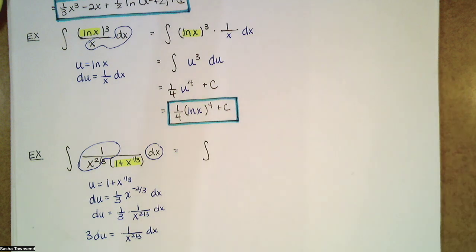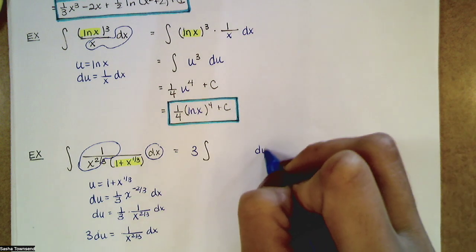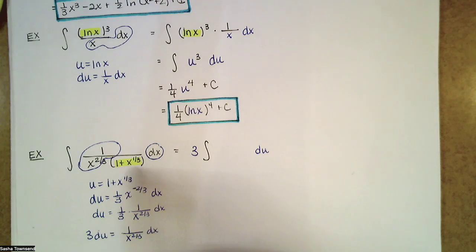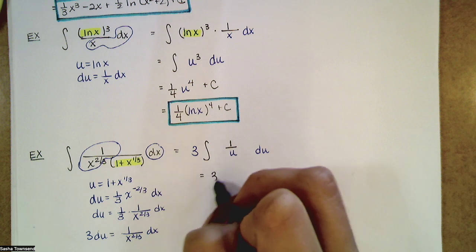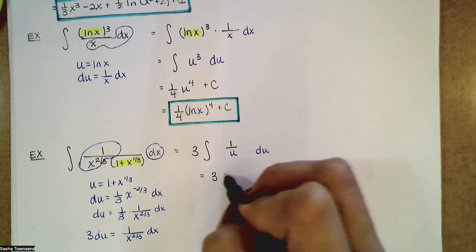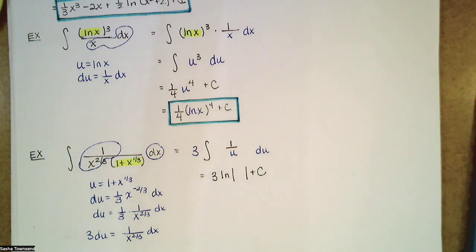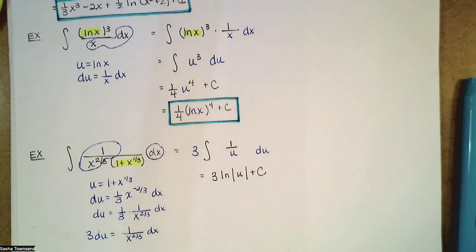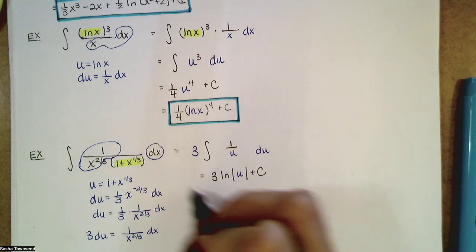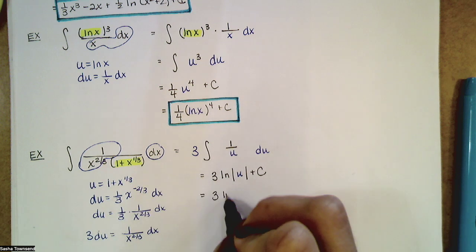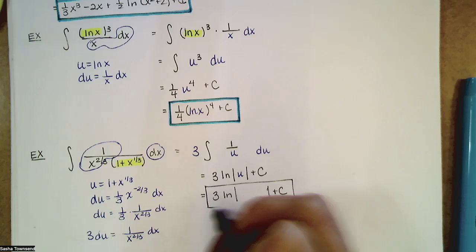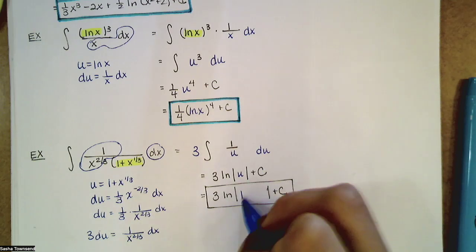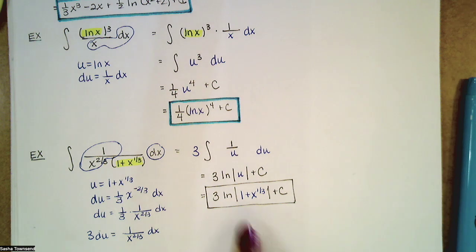And I'll write my 3 on the far right, or excuse me, on the far left, and I'll write my du on the far right. And then I have my u in the denominator, but there's still an implied 1 in that numerator. And you say, do I have a rule for that? We certainly do. So the antiderivative of 3 times 1 over u is 3 times the natural log of the absolute value of u plus c. And u is that 1 plus x to the 1/3. So we back substitute, replacing u with 1 plus x to the 1/3. And that is our antiderivative.